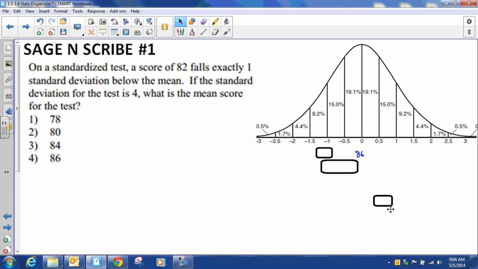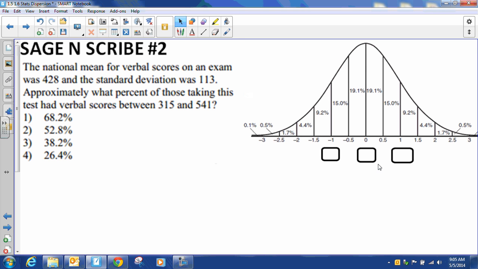Saved and scribed number 1, because 82 falls 1 standard deviation below the mean, you just have to add 4 to get back to the mean. The answer is 86. Number 2, the mean for the verbal scores on an exam was 428, and the standard deviation was 113. So I added 113, subtracted 113 to get this spread of data. Approximately what percent of those taking this test had verbal scores between these two? Well, again, this is plus or minus 1 standard deviation, so we know the answer is 68%.